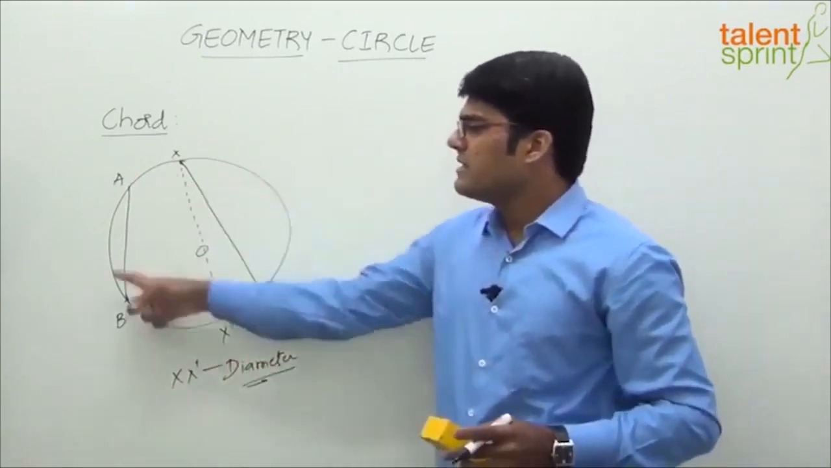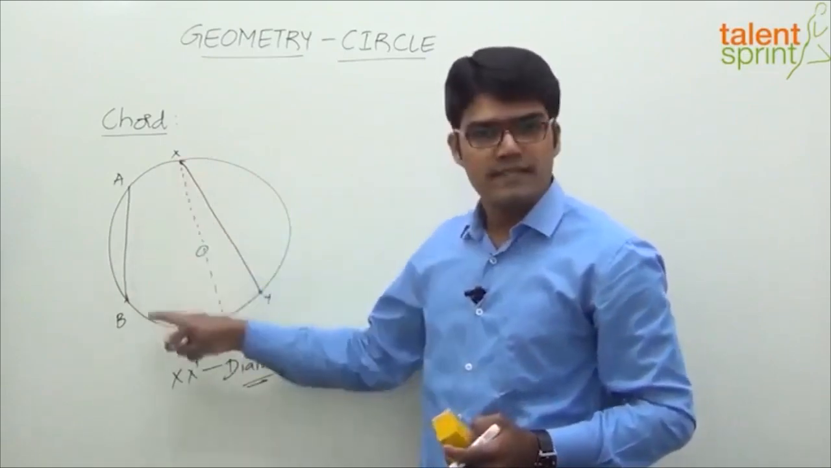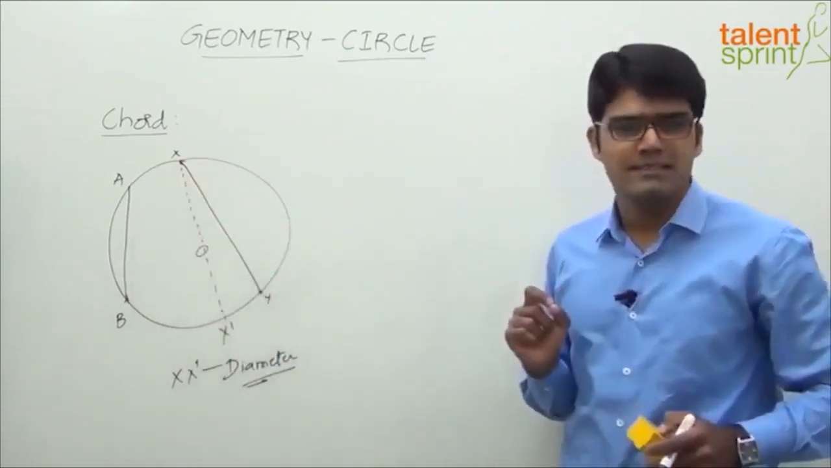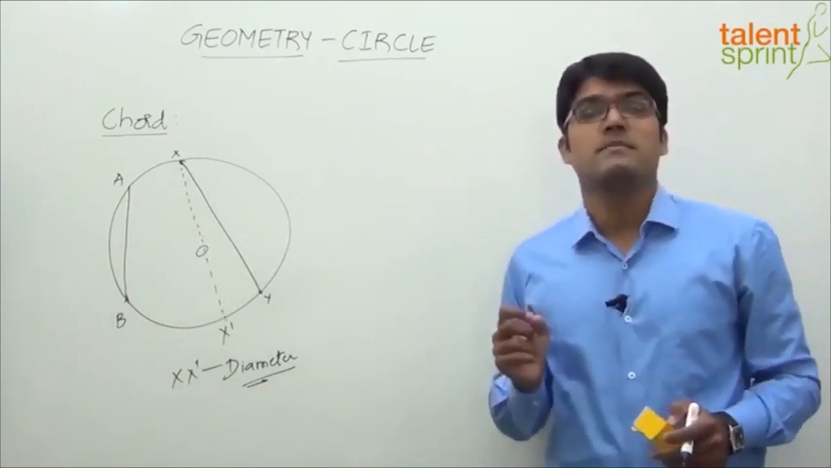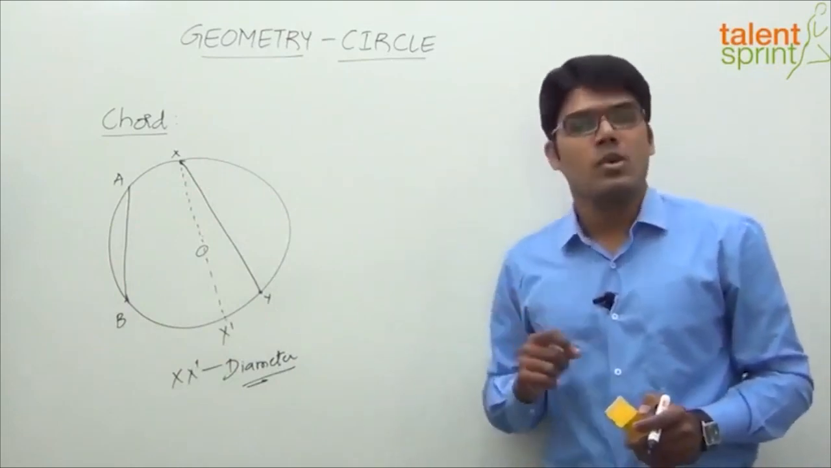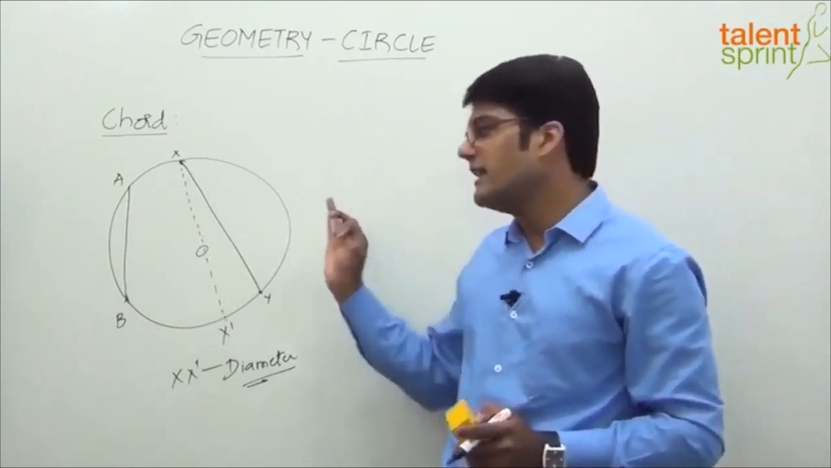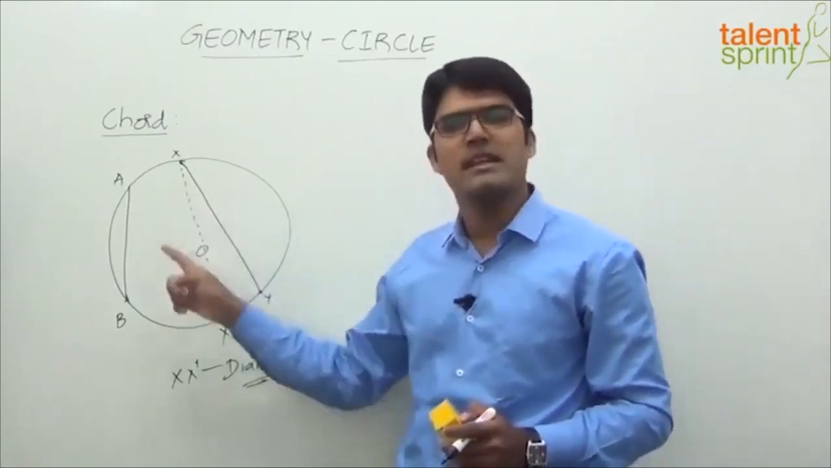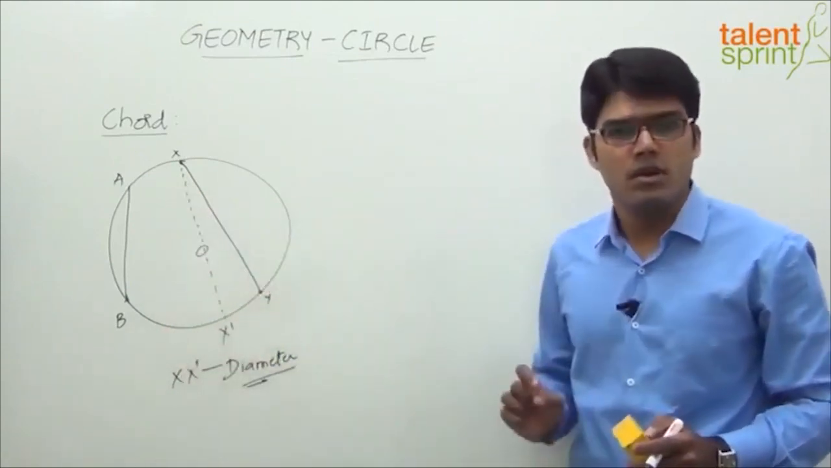Anyway, the discussion here is about chords. So 2 chords we can see here. AB is one of them. XY is the other chord. Now let us look at some important properties related to chords. I'm sure all of you have got the definition right. 2 points on the circumference when connected through a straight line give you a chord.